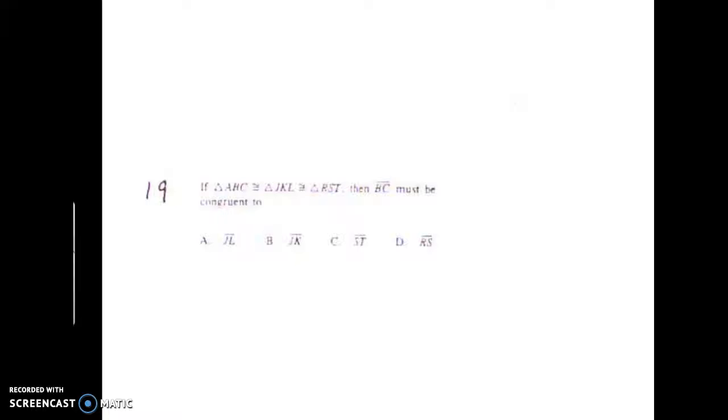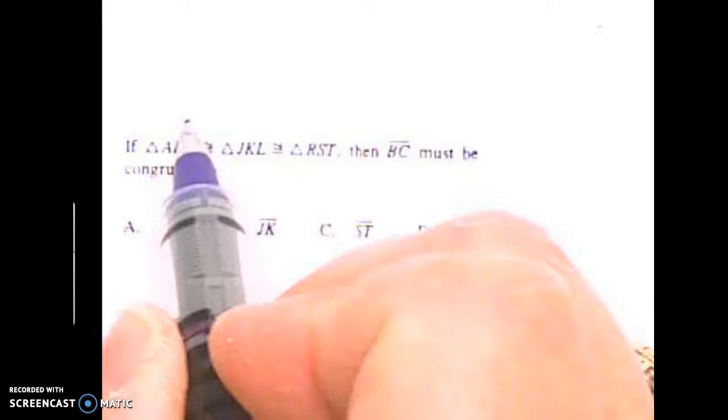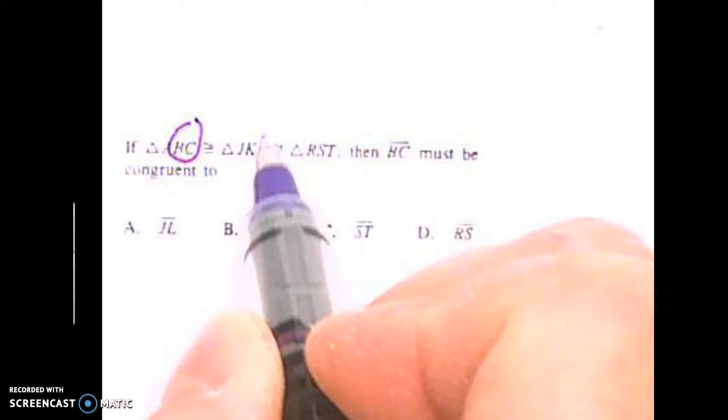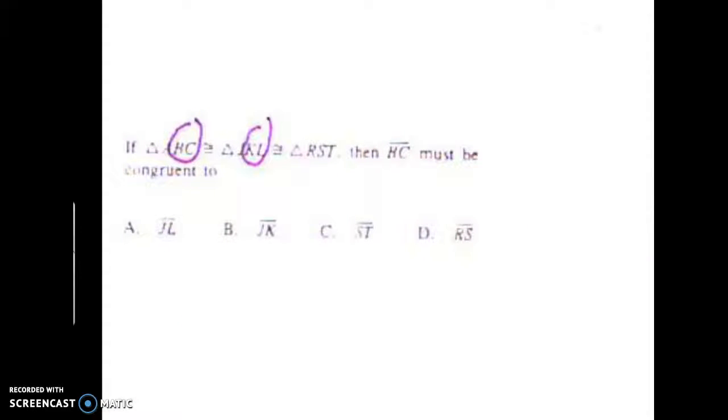If I look at question number 19, I'm given the information that triangle ABC is congruent to triangle RST, and we want to know what BC must be congruent to. Please note the order of the letters. Segment BC are the second two letters. I'm looking at the second two letters here, which is my K to L.